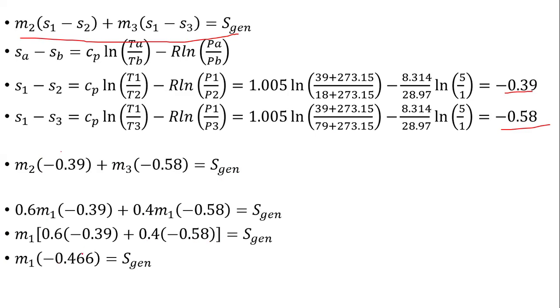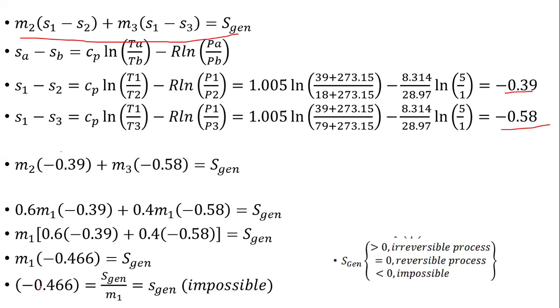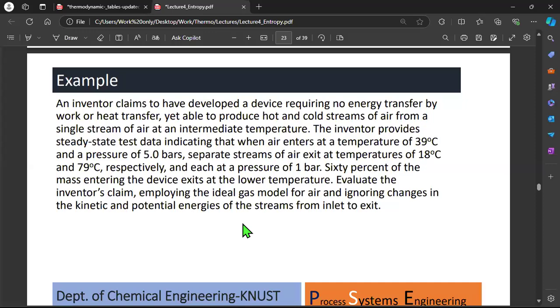We're going to get a negative answer. So if I divide our S generated by the mass of what is coming in, I'll get it in an intensive form. But then the answer is negative, which is impossible. So you remember that we said if our entropy generated is greater than or equal to zero, it's irreversible. If it's equal to zero, it's reversible. But if it's less than zero, it's impossible. And since we are seeing a negative value here, it means that it's impossible. The inventor's device will not work. The inventor's claim is false.